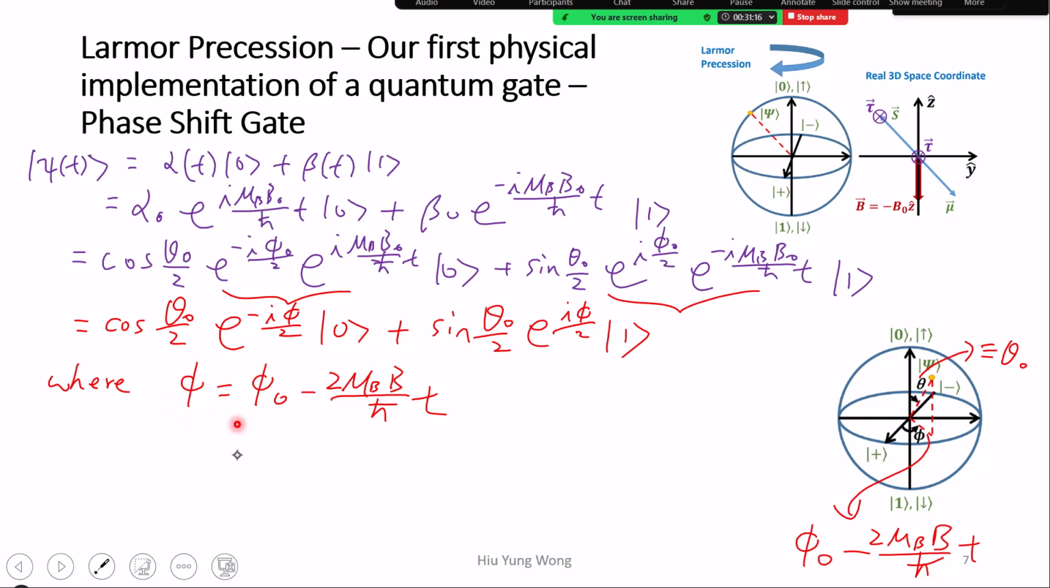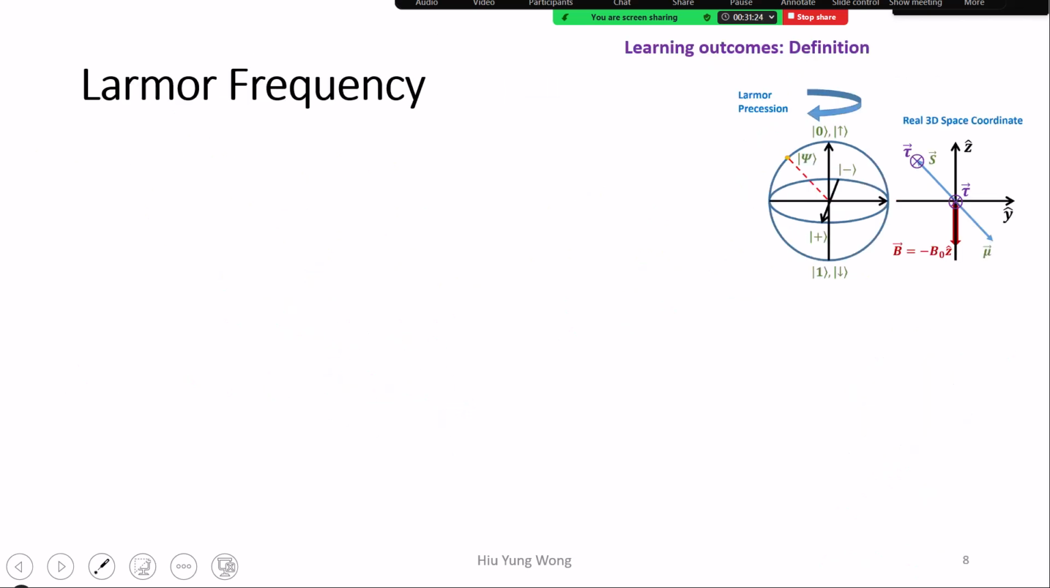Now, this is the phi. It's just like distance equal to initial distance minus the velocity times time, right? So this is the same. There is an angle, so we can define something called Larmor frequency equal to d phi dt, right? But we take the absolute value, that is equal to 2 mu b b0 divided by h bar.